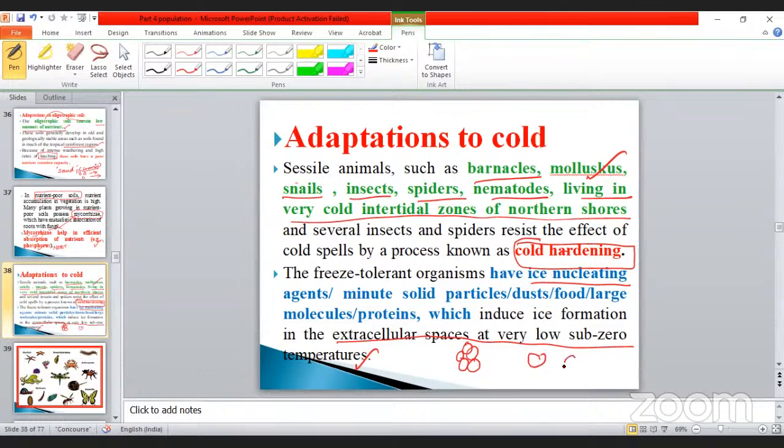Suppose this is considered a cell. Here there is a space, which is called the extracellular space. The extracellular space has water molecules present in it. They can freeze, so the internal temperature also comes down, but this is prevented by these molecules. So the freezing temperature is lowered, and homeostasis is maintained by the particular animal, even at a very low sub-zero temperature.